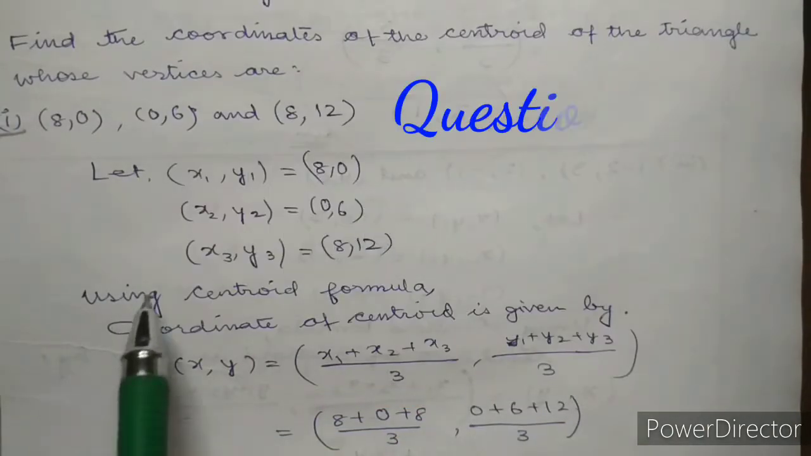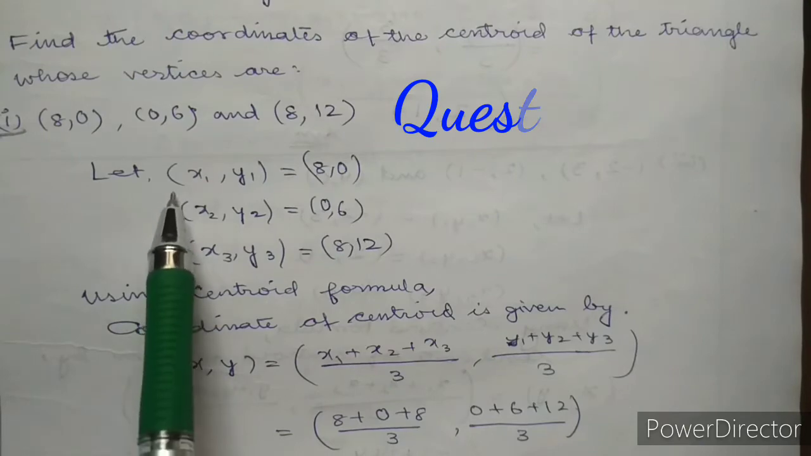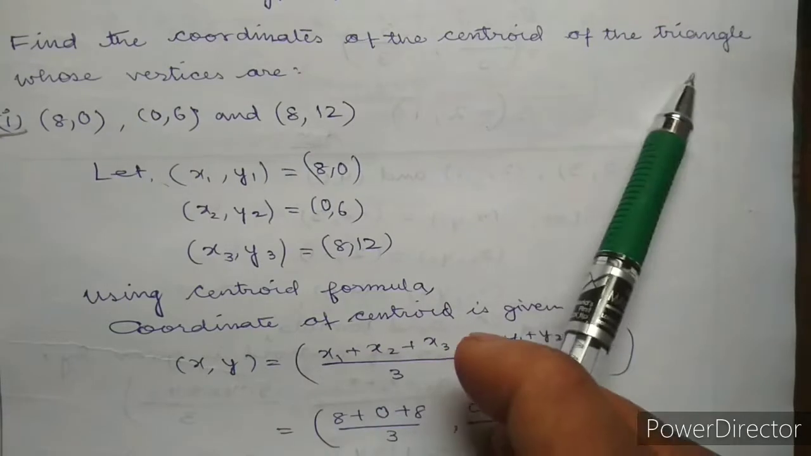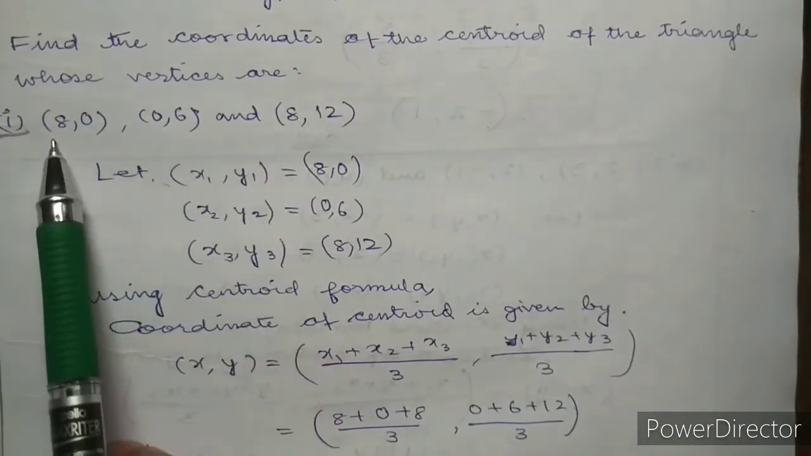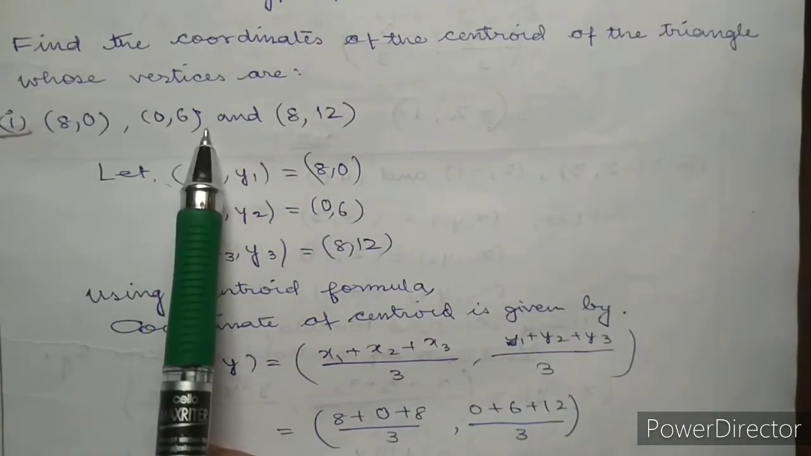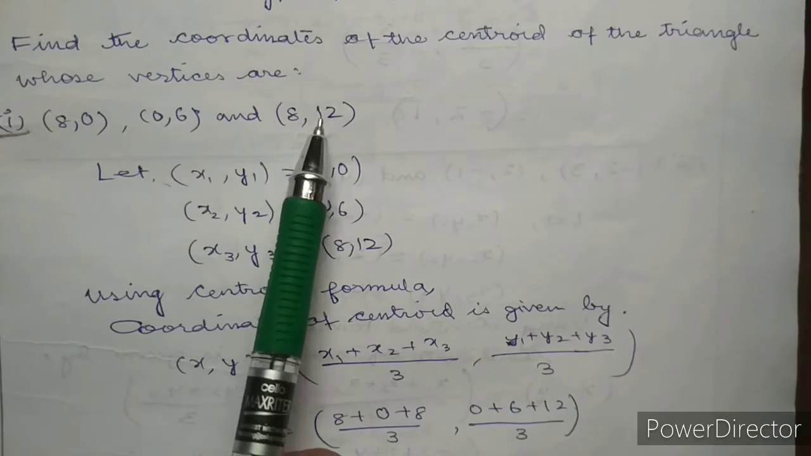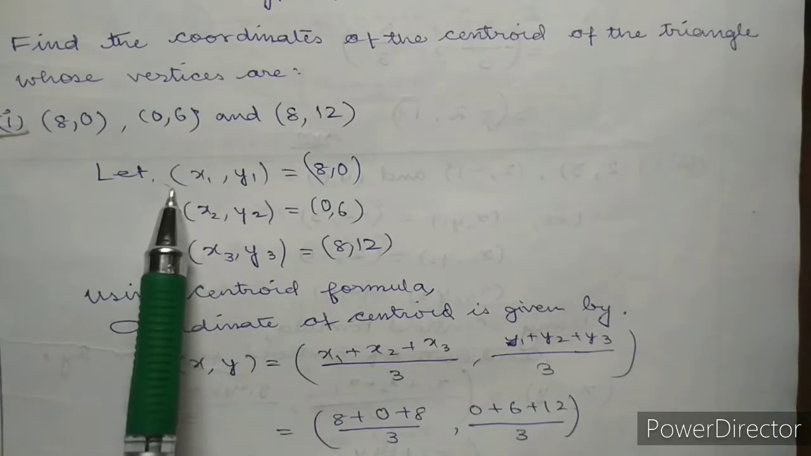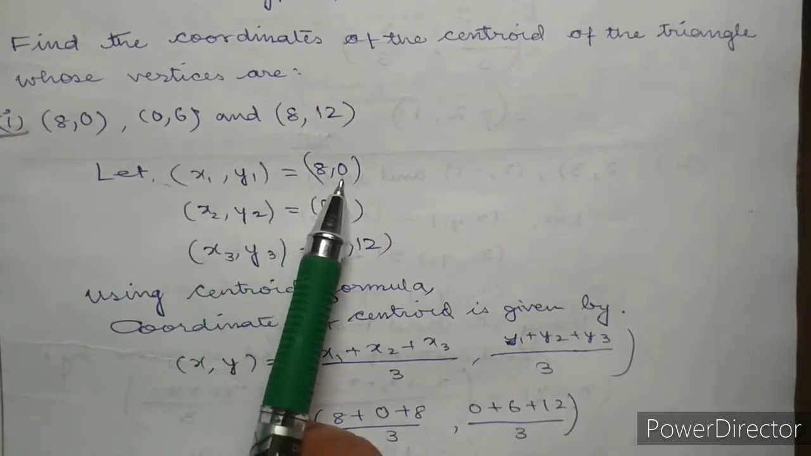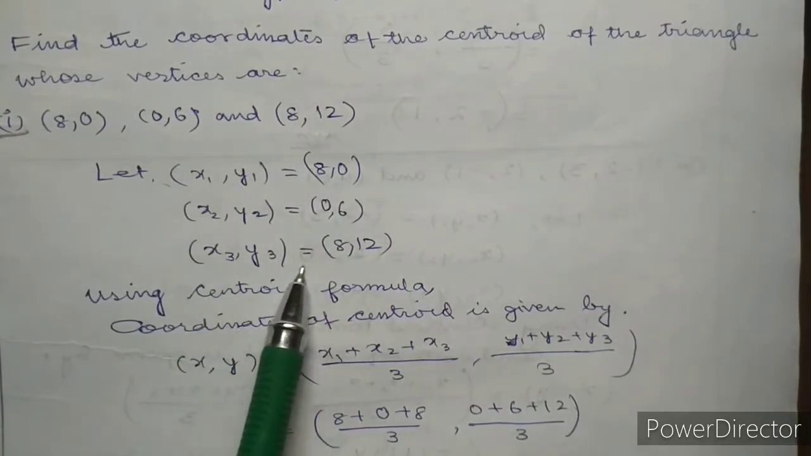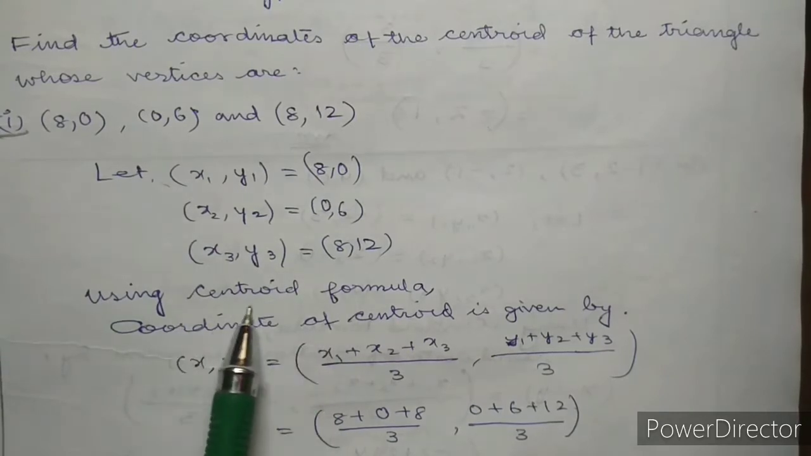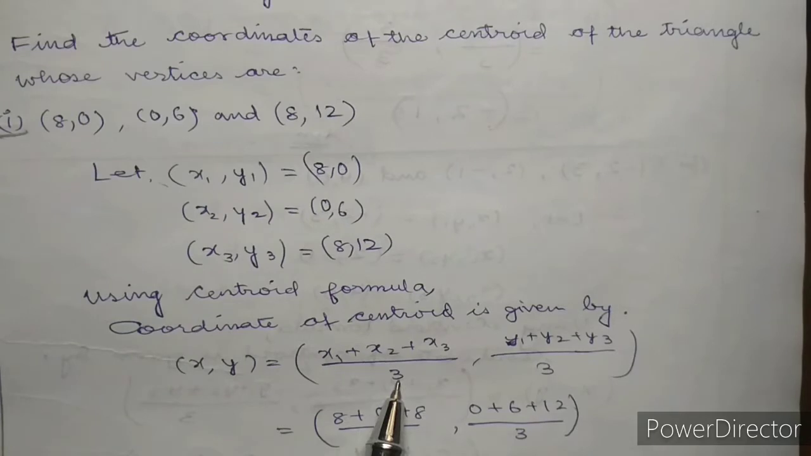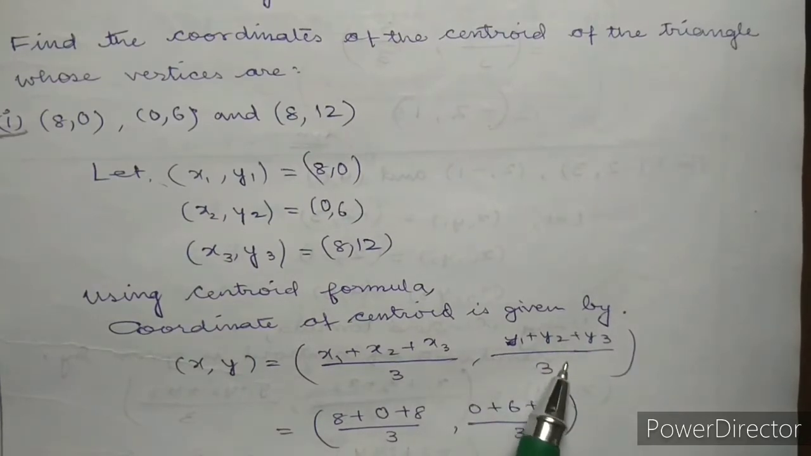Let me discuss one question related to the centroid formula. Suppose the question is, find the coordinates of the centroid of the triangle whose vertices are 8, 0, 0, 6 and 8, 12. These are the vertices and you have to find the centroid. Now suppose x1, y1 is 8, 0, this is x2, y2, this is x3, y3. And we know the centroid formula: x, y is (x1 plus x2 plus x3) by 3 and (y1 plus y2 plus y3) by 3.